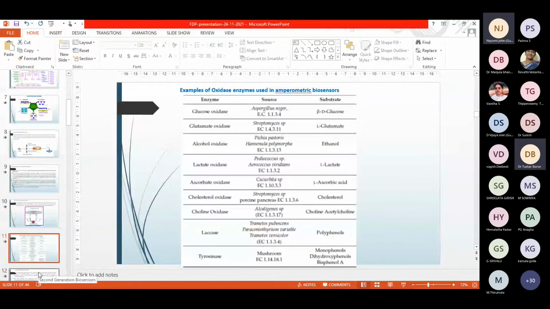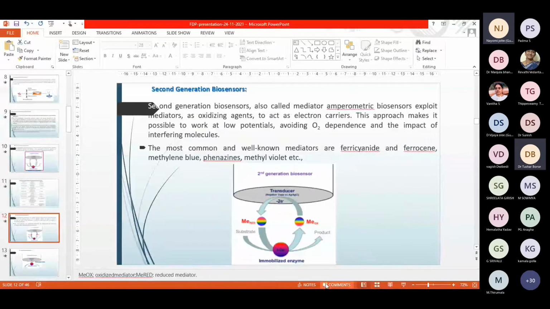All these are working with the principle of the amperometric biosensors of the first generation type. And moving further, second generation biosensors. Here the difference is there is a mediator. The mediator is in the reduced state. So here the substrate is taking up the electrons. Here we can see at the bottom, the substrate is taking up 2 electrons, in turn oxidizing the mediator. The mediator has to get back to its original state. So what it does, it takes up 2 electrons from the transducer. So there is a change in the electron concentration, and that will be detected in the form of the signal. So that is with respect to the second generation biosensor.